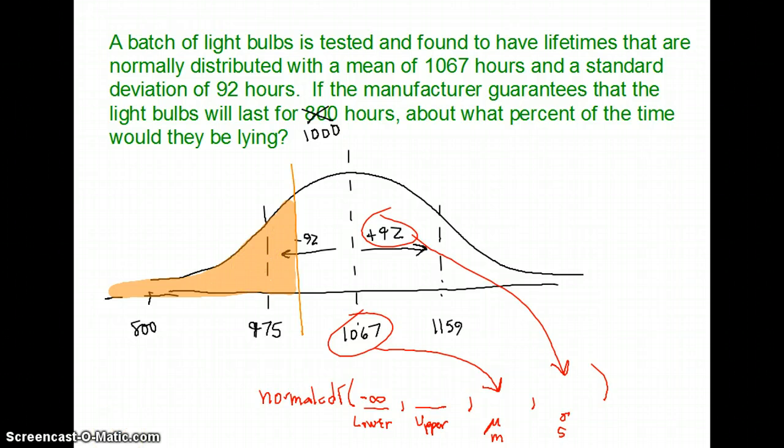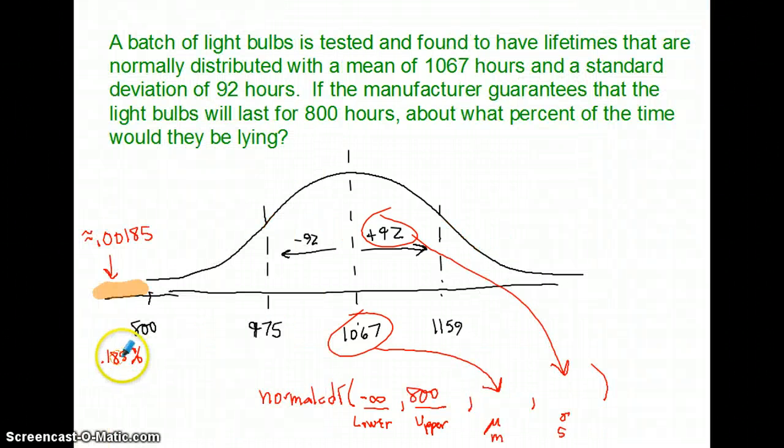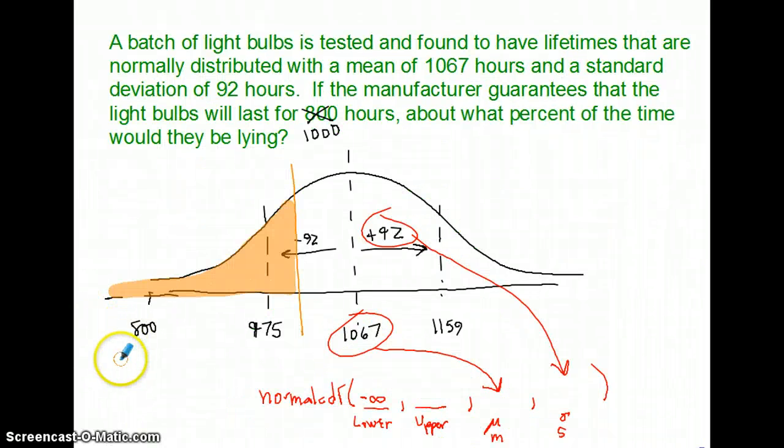Lying about 0.185%, you're probably not going to get taken to court. Think of all the light bulbs this company probably sells. Only this many people are going to be disappointed. And of those people, how many are really going to count the hours? Or is it going to happen enough that they think they have a case where they should start counting hours? You'll probably get away with that type of lying.